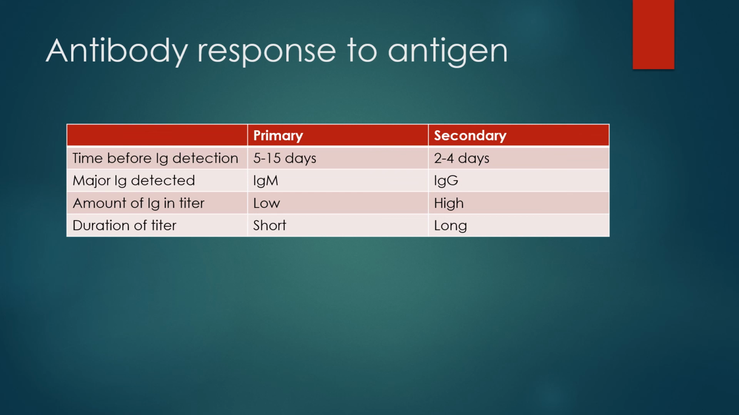So in a primary response, the time after antigen exposure is usually about 5 to 15 days, while in a secondary response, the time after antigen exposure until antibody detection is about 2 to 4 days, so it happens a lot quicker. The major antibody detected in a primary response is IgM, while in a secondary response, it's IgG. The amount of antibody in the titer in serum for a primary response is low, and in a secondary response, it's high. And then finally, the duration of the titer in a primary response is short, and the duration of the antibody in titer in a secondary response is very long.